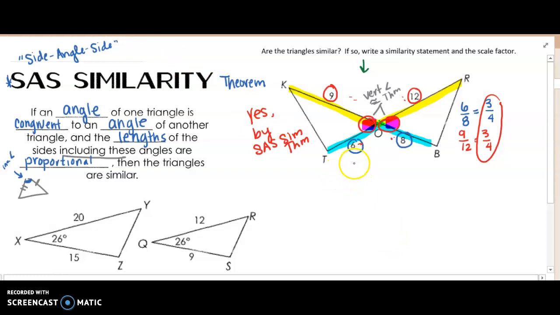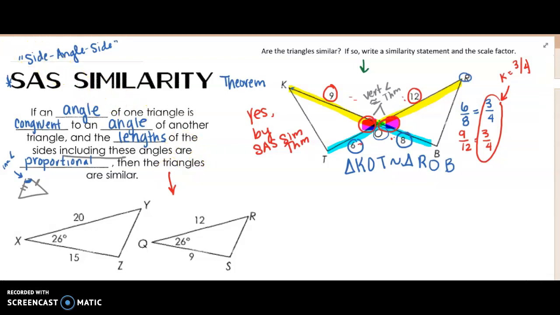Now that we know they're similar, we can write a similarity statement. I'm going to say triangle KOT is similar to triangle, now K is up here, so I want to go to ROB. There's our similarity statement. Our scale factor we've already figured out is 3/4. Now I want you to go ahead and try to do this one down here on your own, and then we'll go over it.